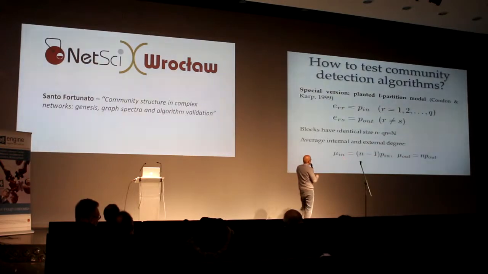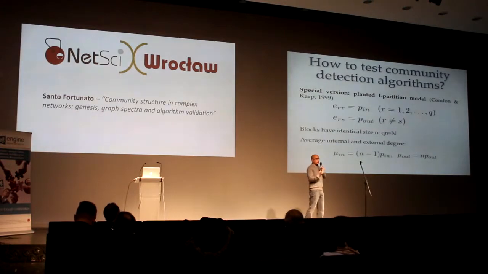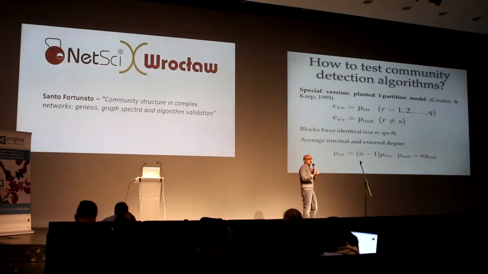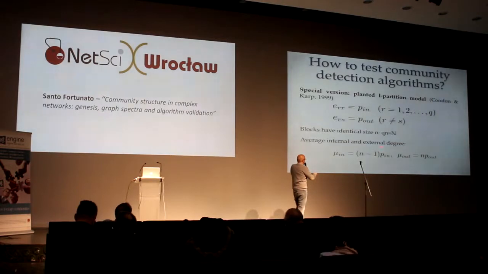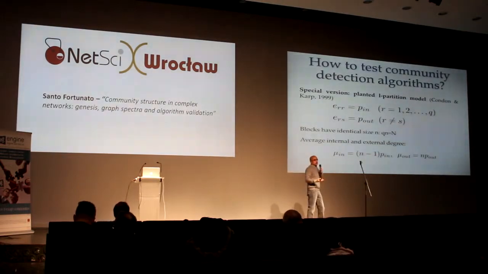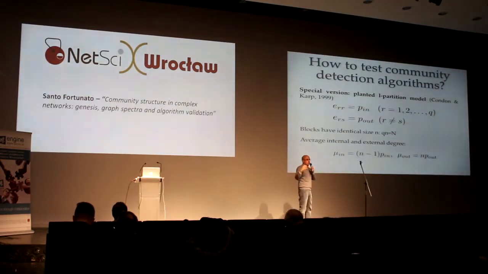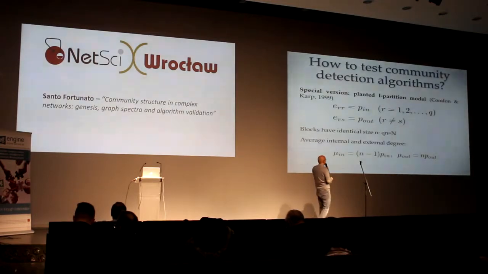This is the expected internal degree of the blocks. So if there is a probability P for each node to make a connection with nodes of the same color, then there is an expected number P_in times (n minus 1) of neighbors for the nodes of a given color. Where mu_out is not the total external degree, but is the external degree with respect to any other block, because that's what you really need to compare.